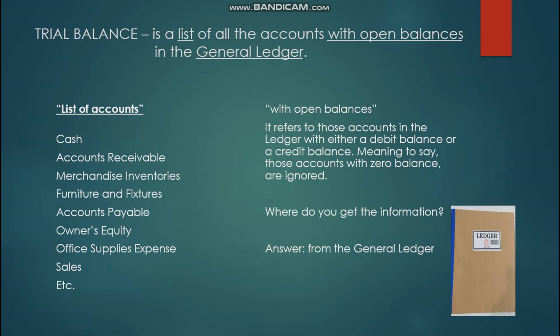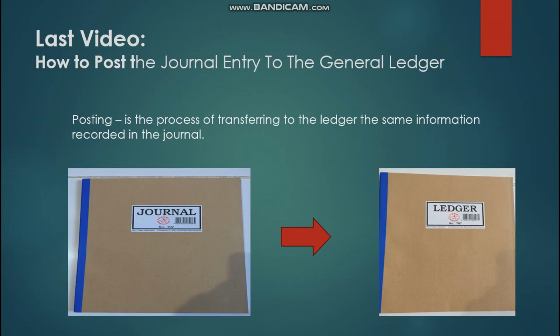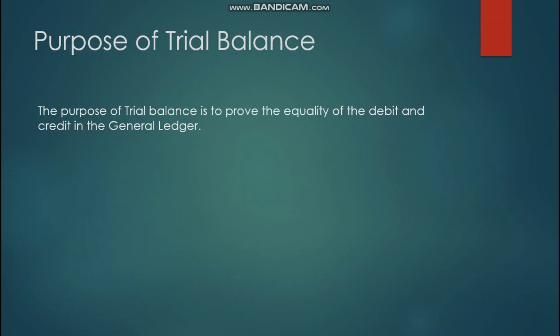So in our last video, we discussed posting journal entries to the ledger. If you haven't seen it yet, I suggest that you pause this video and first go and watch our video on how to post journal entries to the general ledger. But if you have already watched it, then let's proceed with the question: what is the purpose why we need a trial balance of the ledger accounts? Well, the purpose of trial balance is to prove the equality of the debit and credit in the general ledger.